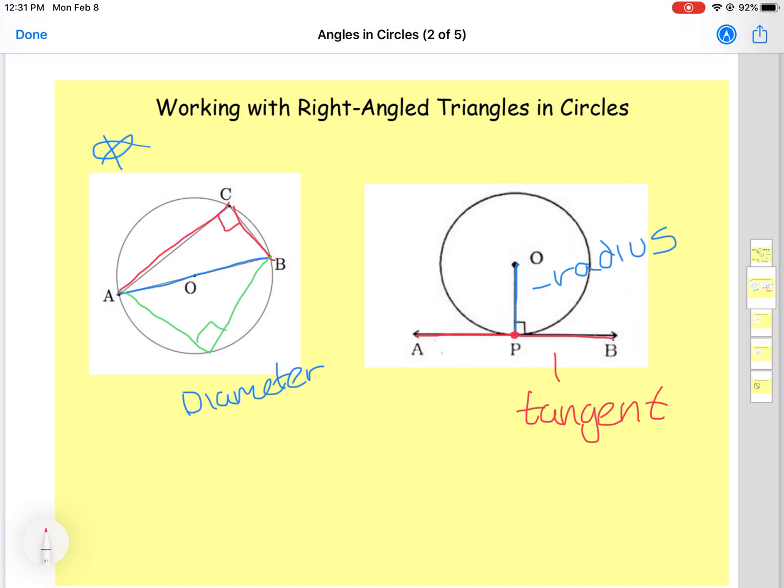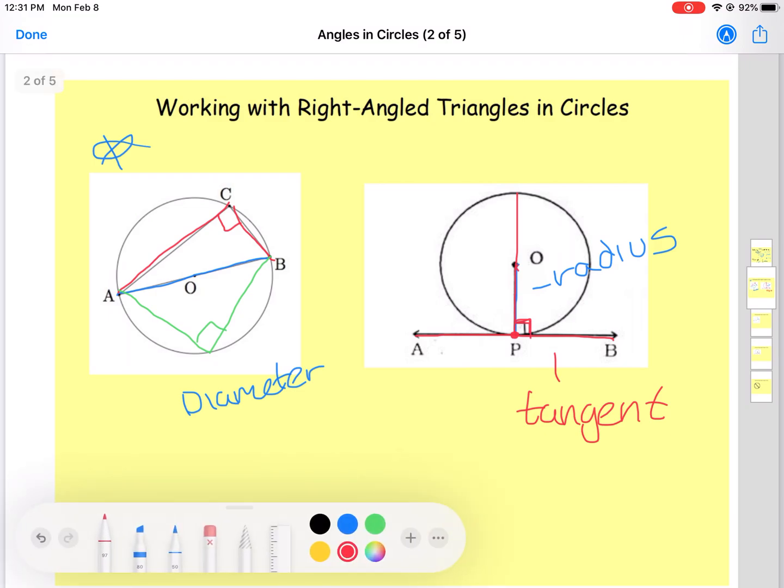So, when we have a tangent to the circle that is attached to the radius, or indeed if we wanted to extend that line to the diameter, it could also be attached to the diameter, then it makes a right angle in there as well.